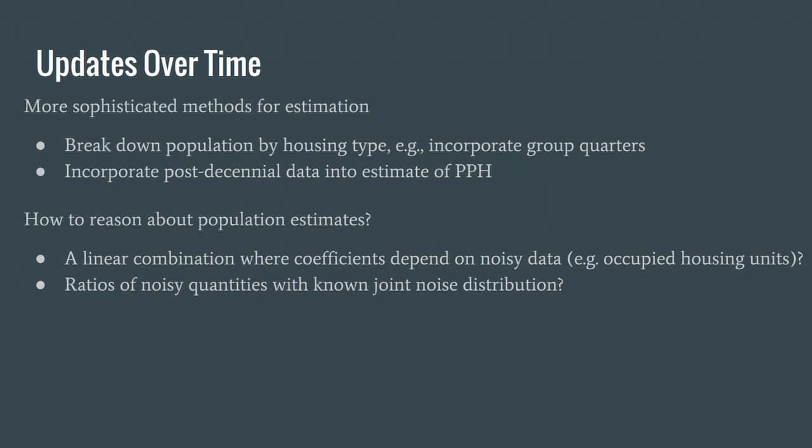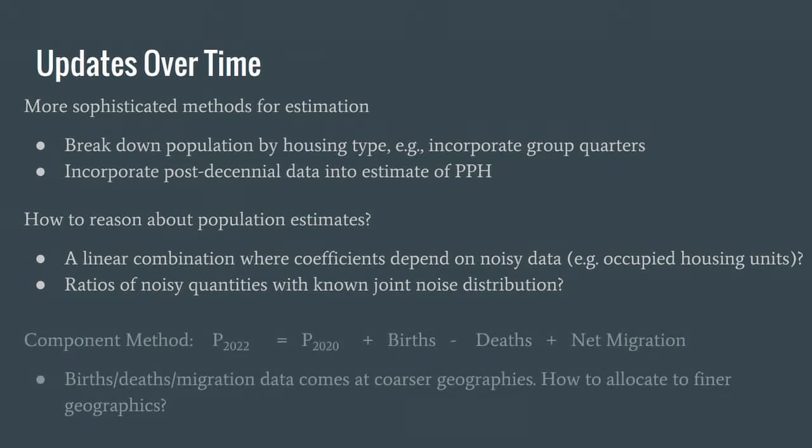And again, possibly productive intermediate things to reason about are ratios of noisy quantities, where the joint distribution of the noise on those quantities is known. And just to briefly mention the other method that's been discussed, in addition to the housing unit method, we saw the component method as well, where you might estimate the population in 2022 by taking the base population in 2020, using, say, county level birth or death records, as well as estimates of net migration. But this introduces its own set of challenges.